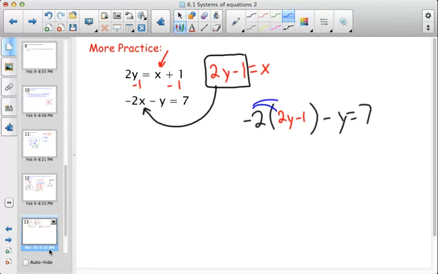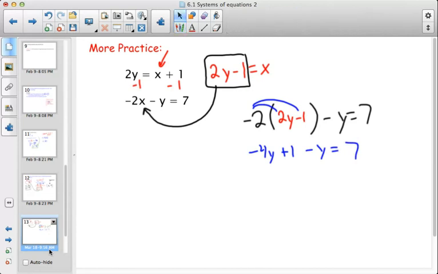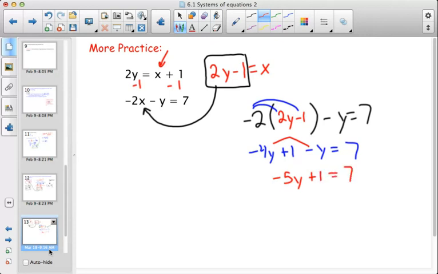I would distribute my negative 2 times 2y, negative 2 times negative 1, get, that looks like a negative 4y plus 1, since we have negative times a negative, and then minus y equals 7. We've got terms that we can combine. Our negative 4y and our negative 1y can combine to make negative 5y's plus 1 is equal to 7. I think our answer here is going to be a nasty number, but that's okay. Subtract 1 on each side. We get negative 5y equals negative 6.